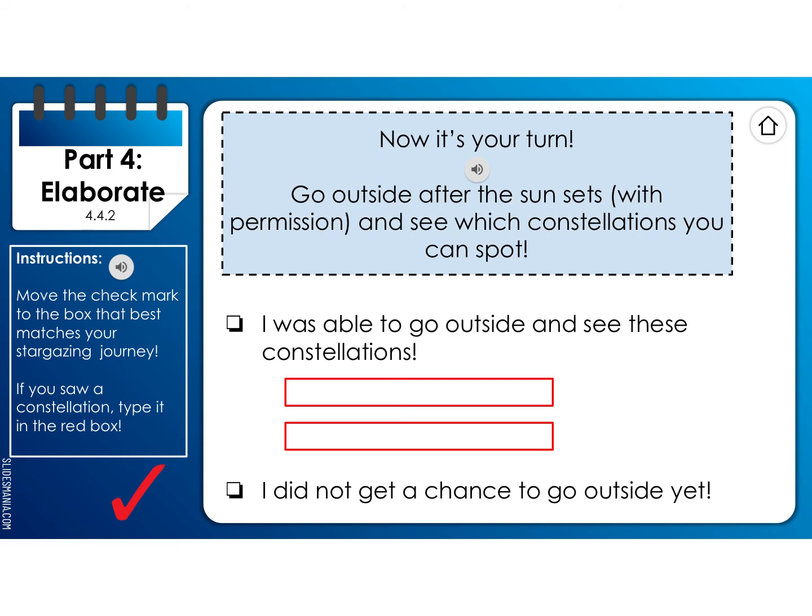And then the last thing you're going to do is, hopefully you'll get a chance to do this, go outside after the sun sets, just maybe on your front porch or on your balcony or wherever, if your parents are okay with it, and just look at the sky. Remember that it's spring. See if you can find those constellations that we were talking about. If you were able to, put a check mark in that box and list what those were. If not, you can just say, well, I didn't get a chance to go outside yet, and that's okay. All right, enjoy this and have fun with it.